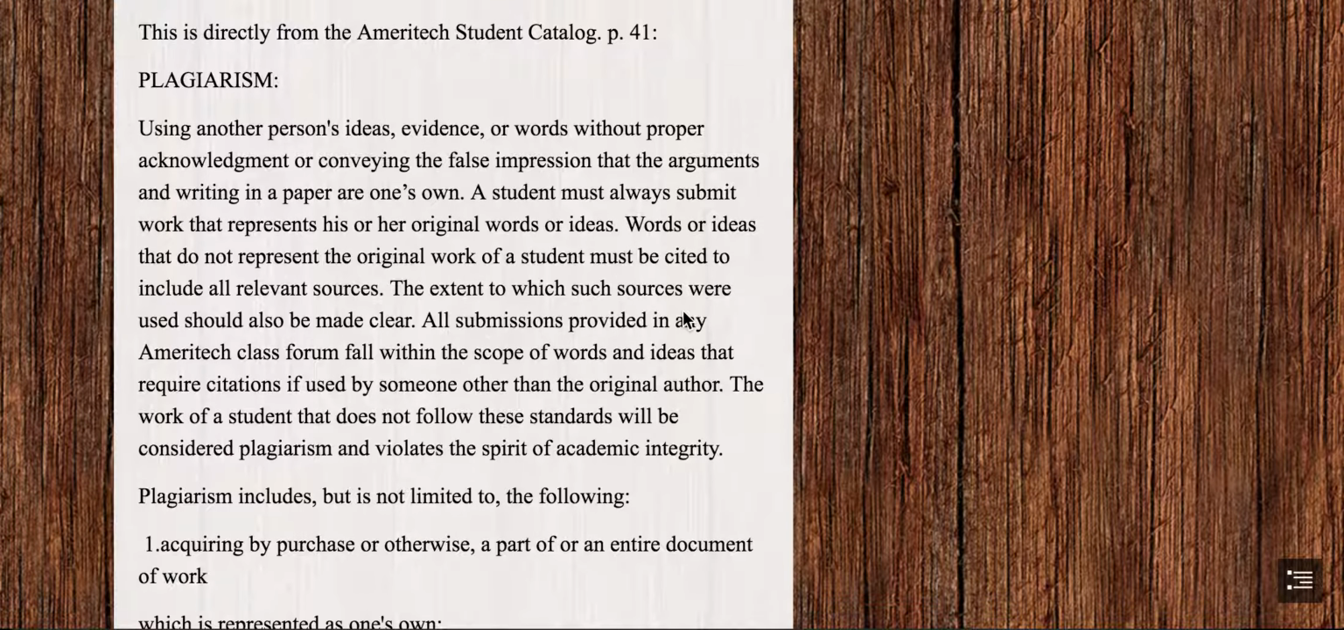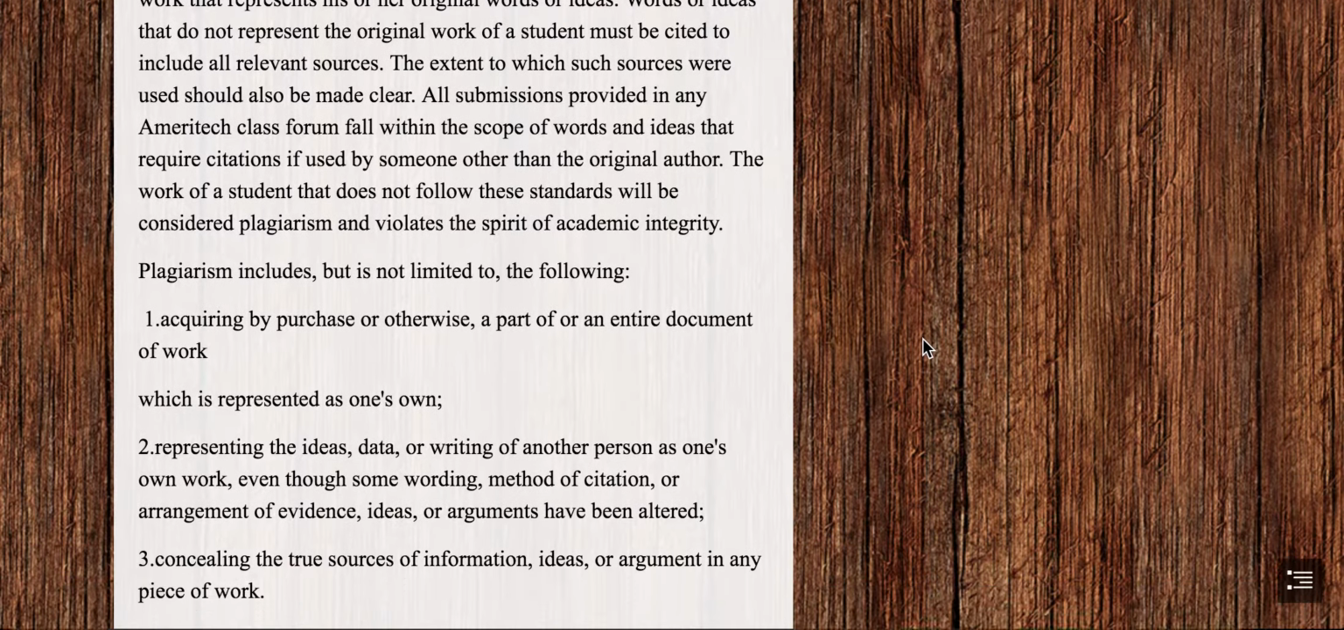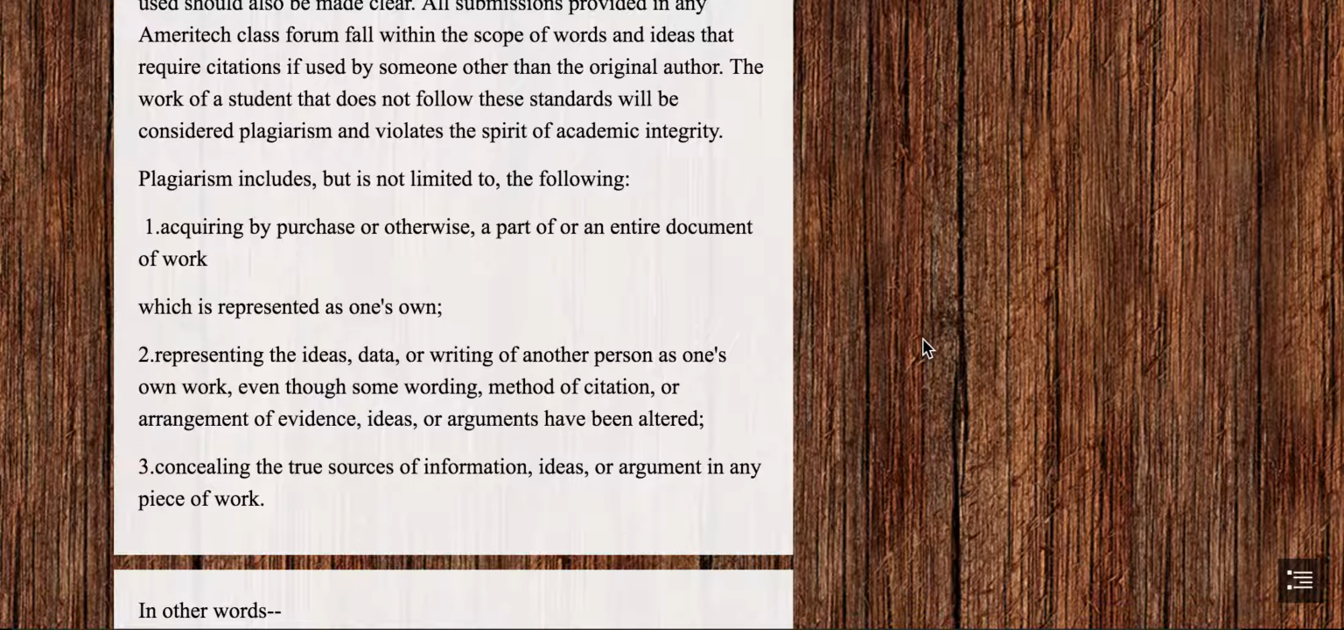This is from the Ameritech Student Catalog, and it says plagiarism: using another person's ideas, evidence, or words without proper acknowledgement, or conveying the false impression that the arguments in writing in a paper are one's own. A student must always submit work that represents his or her original words or ideas. Words or ideas that do not represent the original work of a student must be cited to include all relevant sources. The extent to which such sources were used should also be made clear. All submissions provided in any Ameritech class forum fall within the scope of words and ideas that require citations if used by someone other than the original author. The work of a student that does not follow these standards will be considered plagiarism and violates the spirit of academic integrity.